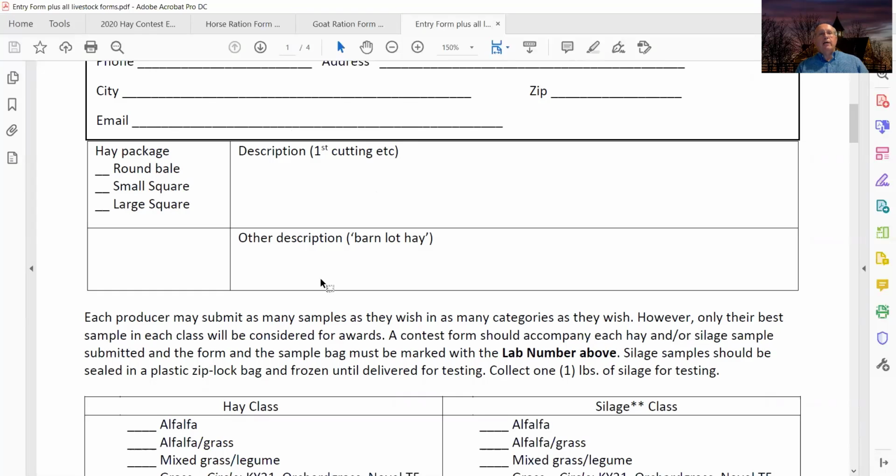We've given you two boxes to put information in. The first one tends to be about the forage itself, first cutting, second cutting, but there's no restriction of what goes in that box. Just something that describes that forage. We really intend the second box, the other description, to be what the farmer would call it. And I've given you an example, barn lot hay, for example.